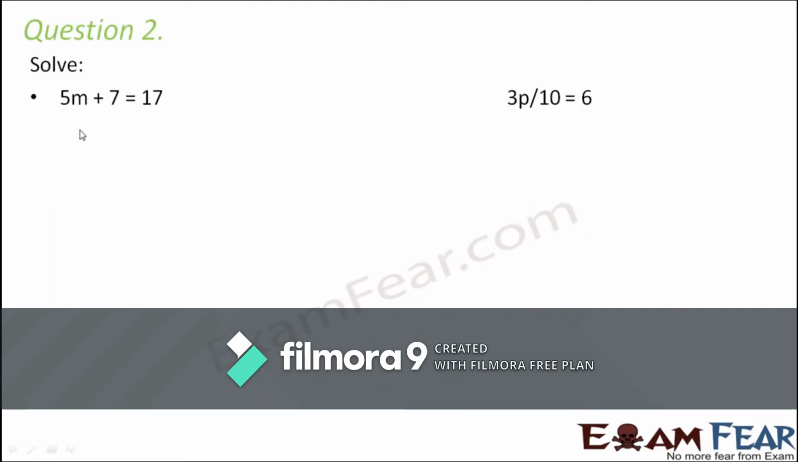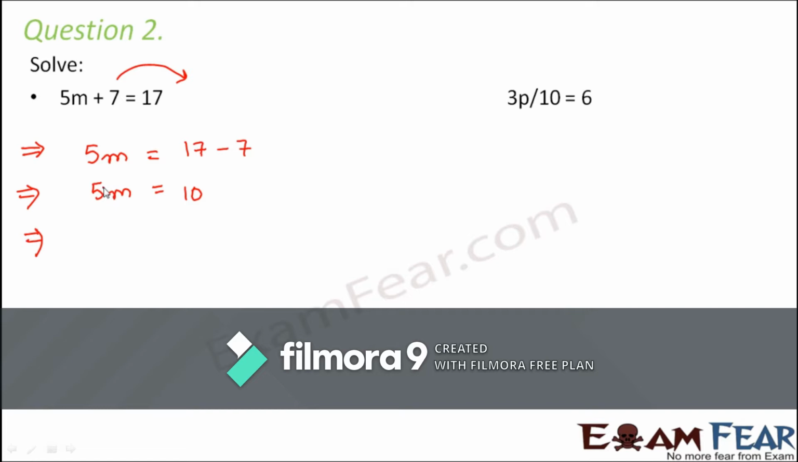Question number 2. Solve 5m plus 7 is equal to 17. So here also our motto is the same. We want to shift all the constants to the right hand side. So here in the first step, we will move 7 to right hand side. So this side we will have 5m and this side you will have minus 7. So 17 minus 7. Now 5m is equal to 17 minus 7 is 10.